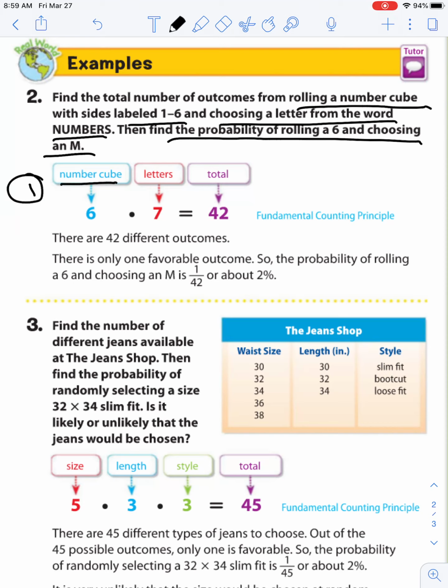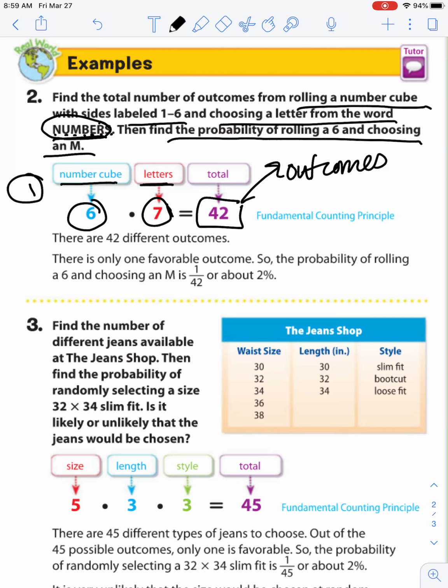So on the number cube, we know that there are 6 options. And then for the letters, this is where it's tricky. You have to look at how many letters are in the word numbers. There's 1, 2, 3, 4, 5, 6, 7. So this is where the 7 comes from. So when you multiply, you get 42. So that means that there's 42 different outcomes. So that's one part of the answer.